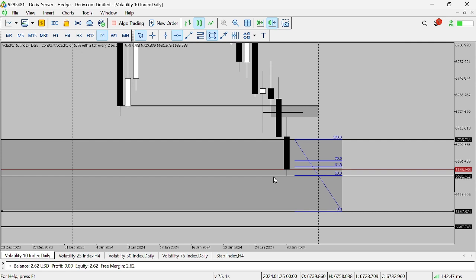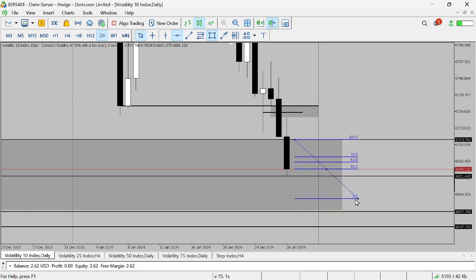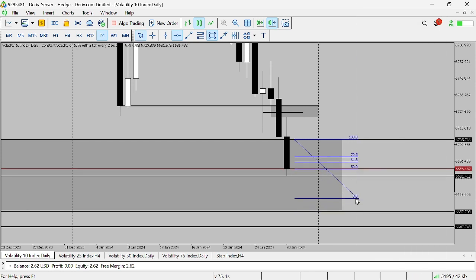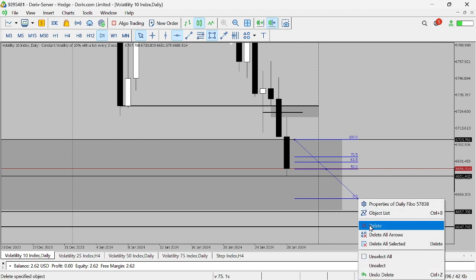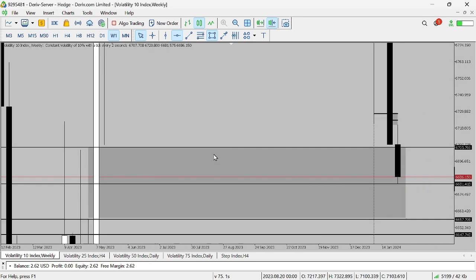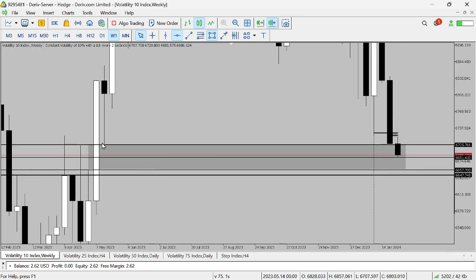Question? Yeah, go ahead. The fair value gap that you are marking the 50% of, is it the weekly fair value gap or the monthly fair value gap? No, it's a weekly fair value gap. Thank you. So let me go back to the weekly chart. Right there, it's a weekly fair value gap.